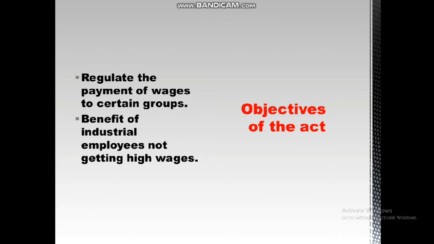We'll see the objectives of the Act. It was passed to regulate the payment of wages to certain groups of employees at regular intervals and without any unauthorized deductions. It is essentially meant for the benefit of industrial employees not getting very high wages, and the provisions of the Act were enacted to safeguard their interest. It also provides against irregularities in payment of wages and unauthorized deductions by the employers. Further, it ensures payment of wages in a particular form and at regular intervals without unauthorized deduction.